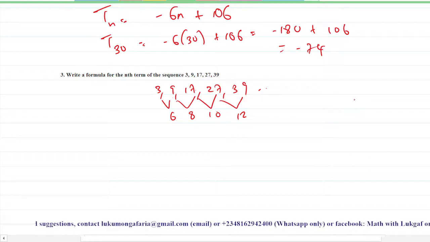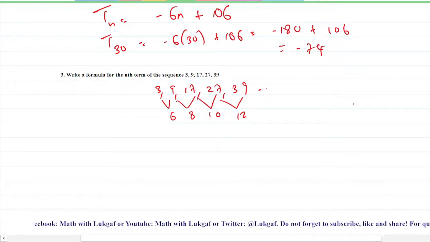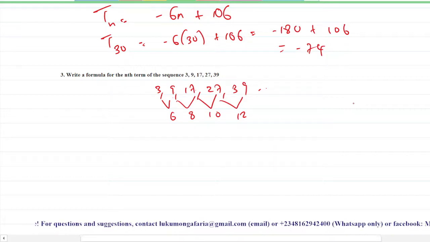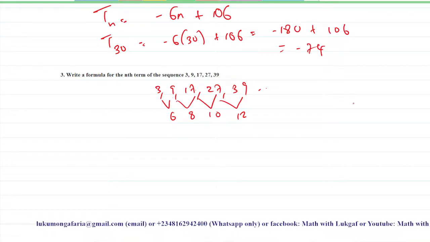But it is a nonlinear sequence, and a nonlinear sequence can be in terms of a quadratic expression. The nth term can be in terms of a quadratic expression. When we say linear, that is when you have a single power of n. For a nonlinear sequence, you can have multiple powers of n. That is, you can have your n squared, then you have a quadratic expression. So how do we approach this?